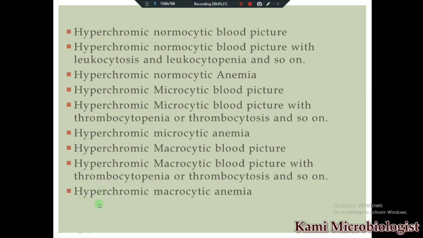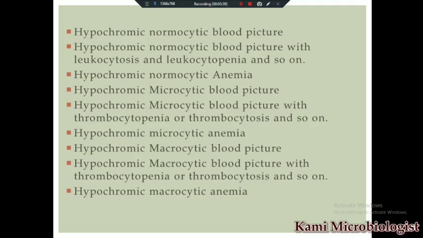Next comment, we have hyperchromic macrocytic anemia. It means the RBC value is low in the CBC report, the MCH and MCHC values are high, and the MCV value is also high. Then we call it hyperchromic macrocytic anemia. And one thing more, in this case when you see in the microscopic field, the RBC are large in size, they have a large central pale area, and the number of the RBC is also low.